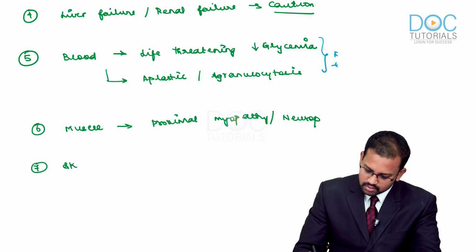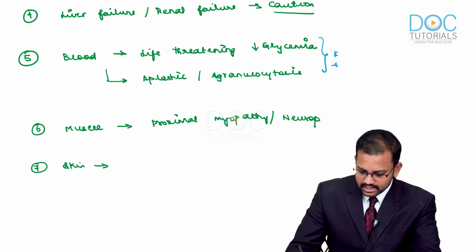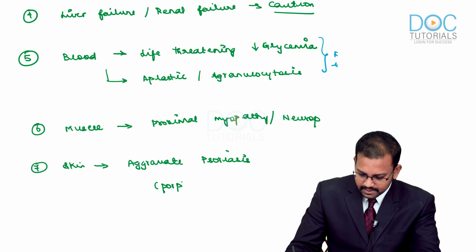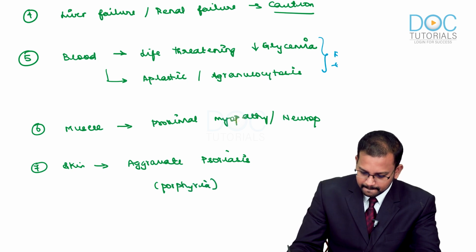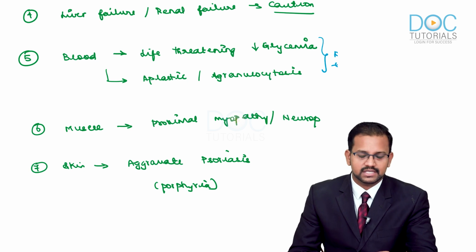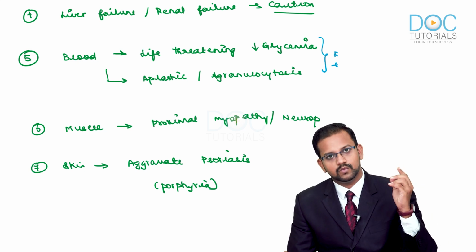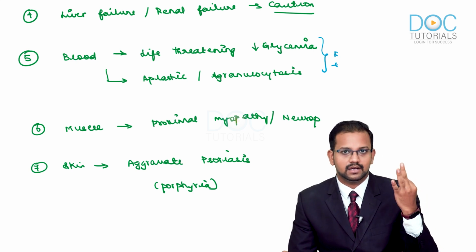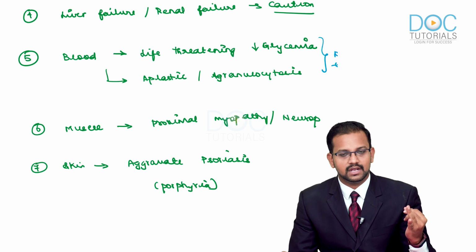And the last one is about skin. In skin, it might aggravate psoriasis. And some patients might also develop porphyria. These are the different adverse effects which we can expect with hydroxychloroquine. Starting from top till the bottom, we have affected it. It affects your brain, eyes, heart, liver, kidney, blood, muscle and skin.